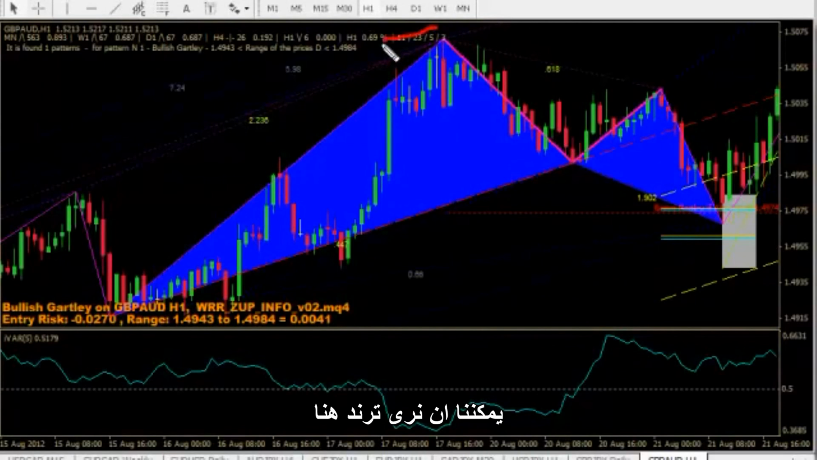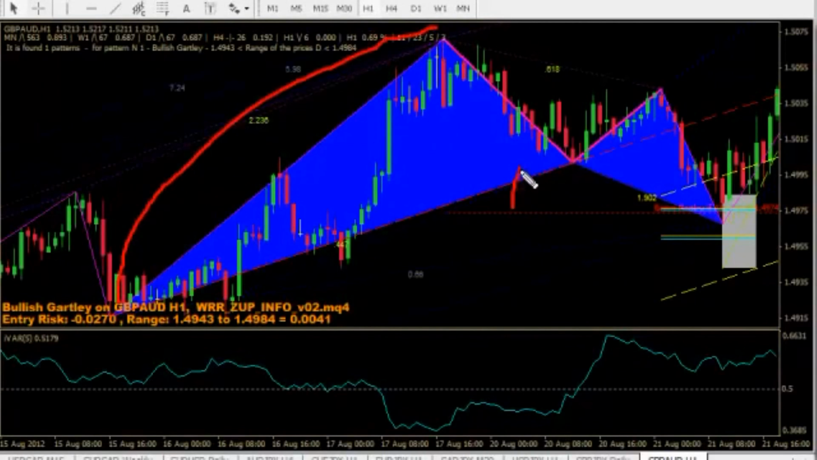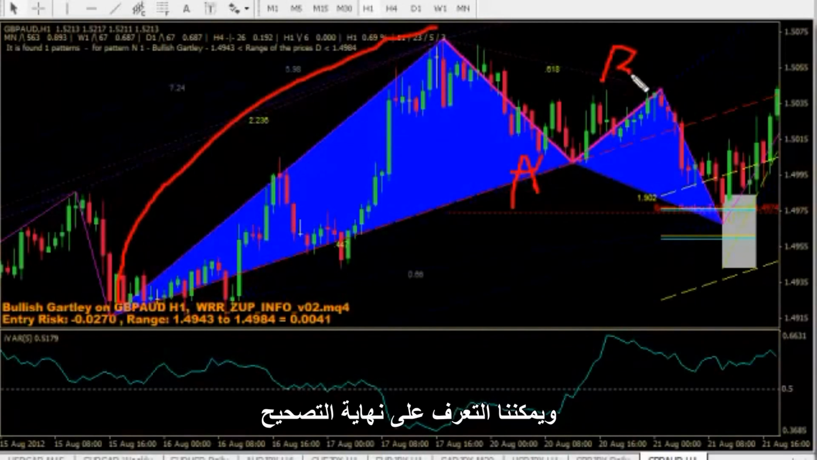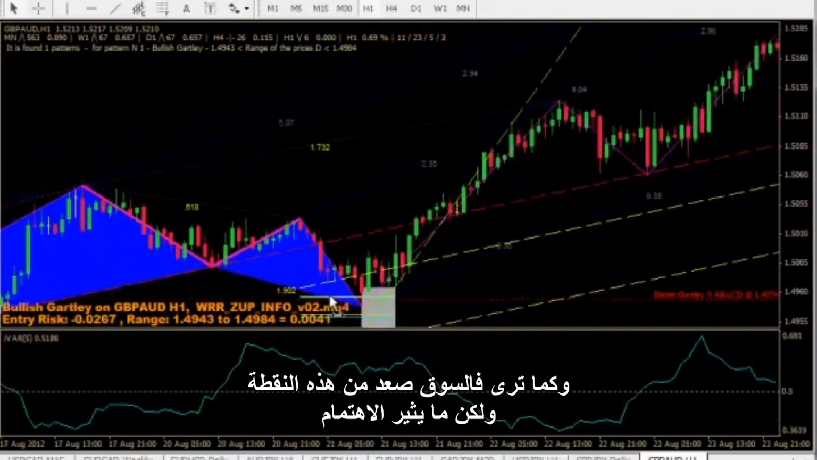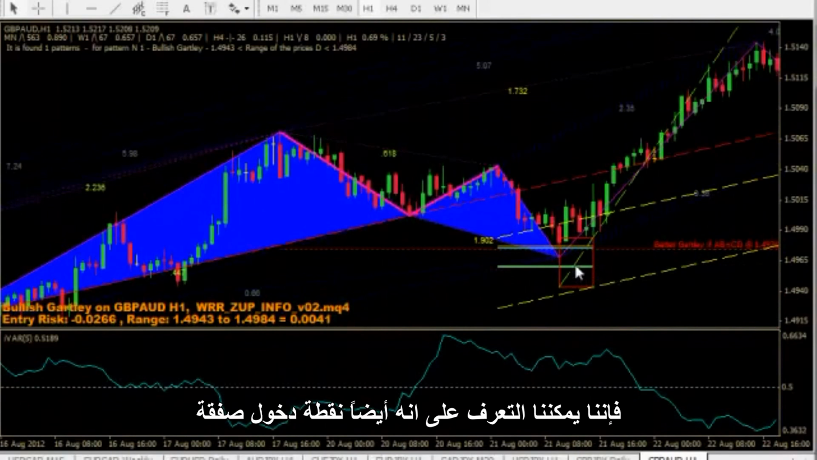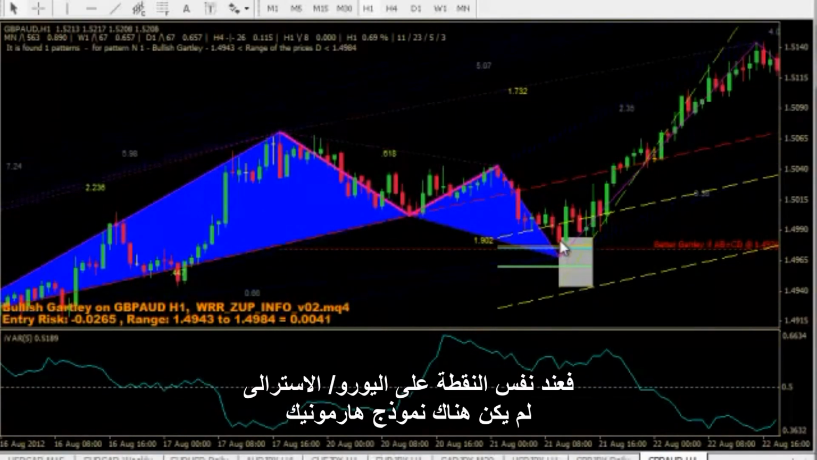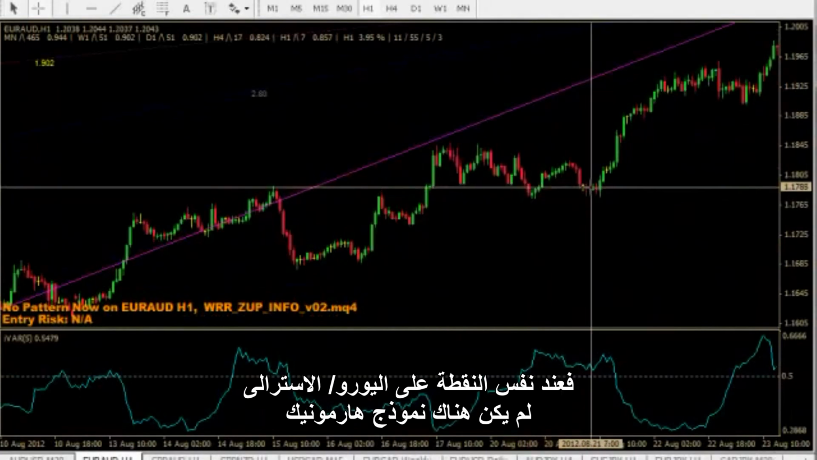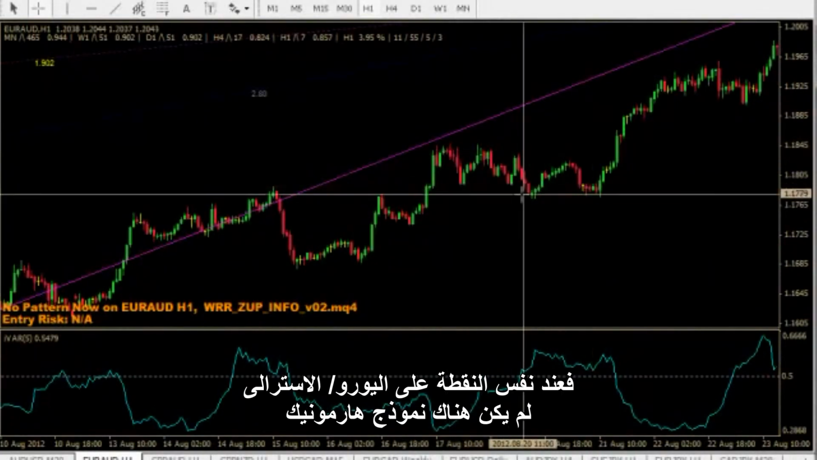We're able to identify this is a trend over here, that this is a correction, and that this was the end of a correction and an entry for a trade. And as you can see, the market shot up from that point. What's interesting is that we were able to identify that it was also an entry at that very same point on the Euro Aussie, which didn't have a harmonic pattern in there.